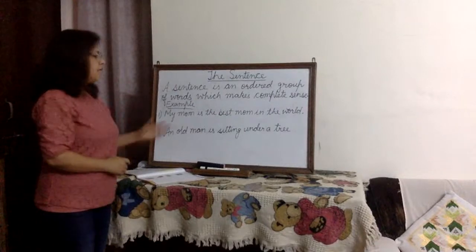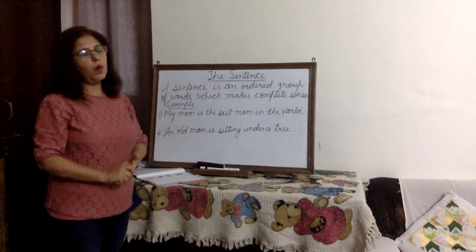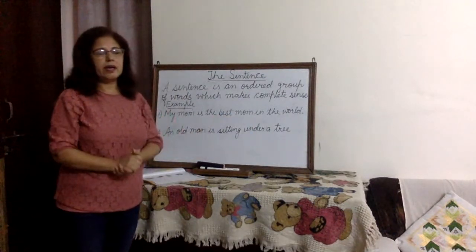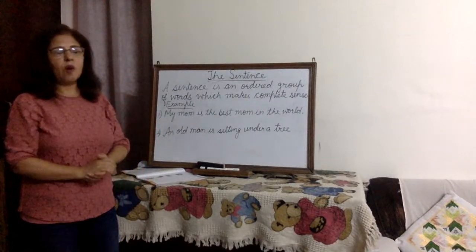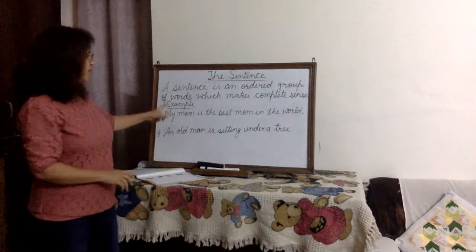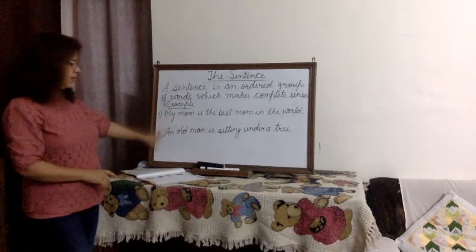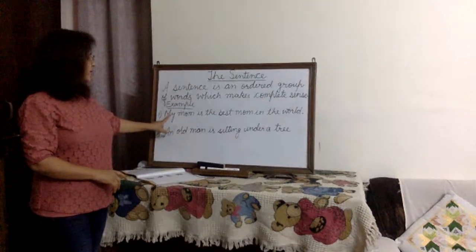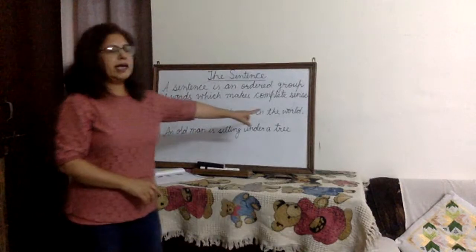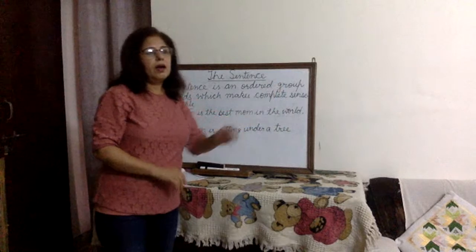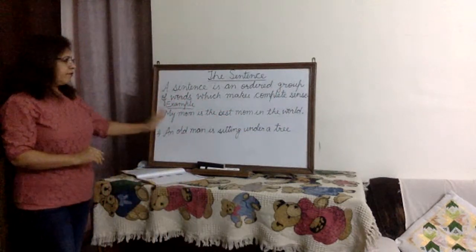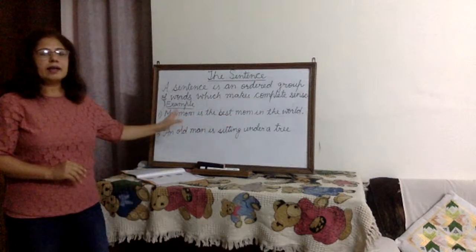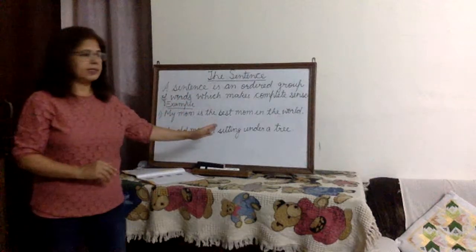For example, my mom is the best mom in the world. And an old man is sitting under a tree. So you can see a sentence always begins with a capital letter. Here it is M capital and A capital. So a sentence always begins with a capital letter, and it usually ends with a full stop. And the group of words that is written in a sentence should be written in such a way that they make a complete sense.